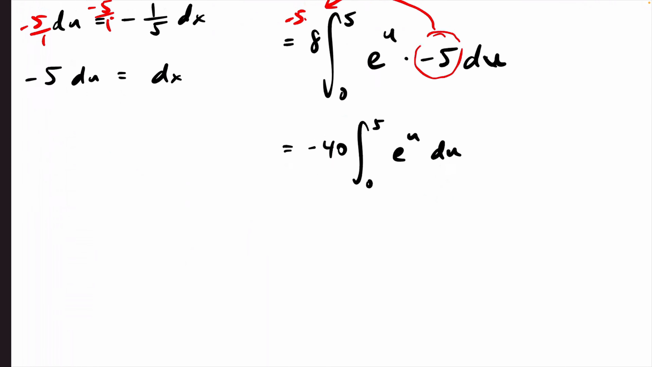Okay, so let's do the antiderivative now. Negative 40. The antiderivative of e to the u is just itself. It's 1u, like 1x. So it would just be itself. And then you're going to evaluate that from 5 to 0.